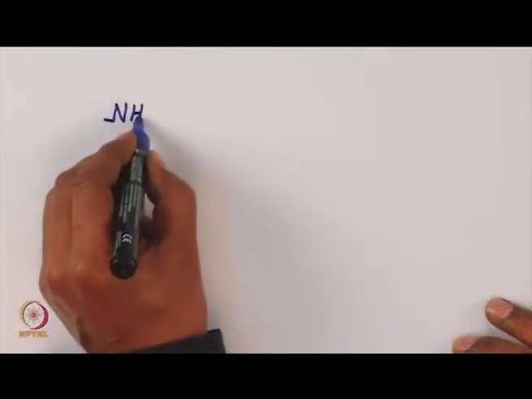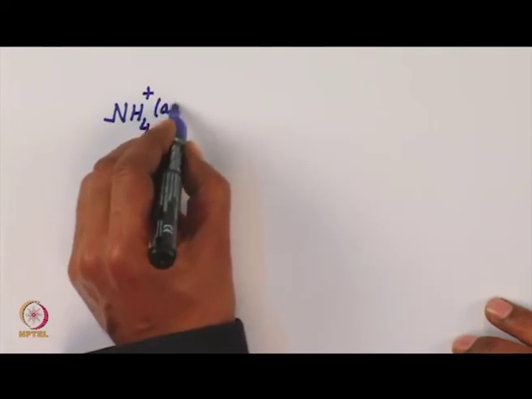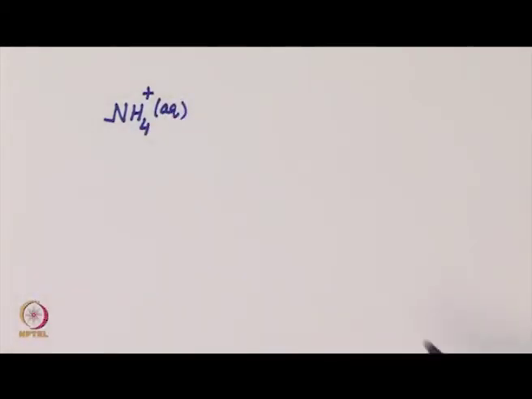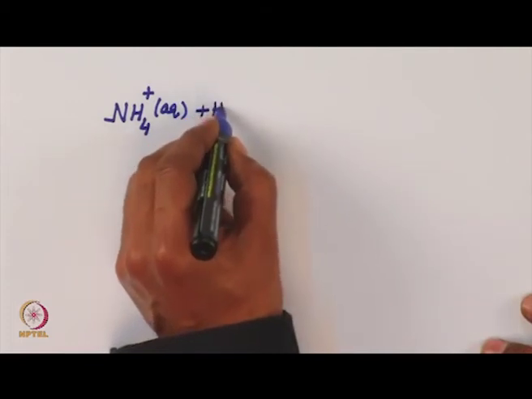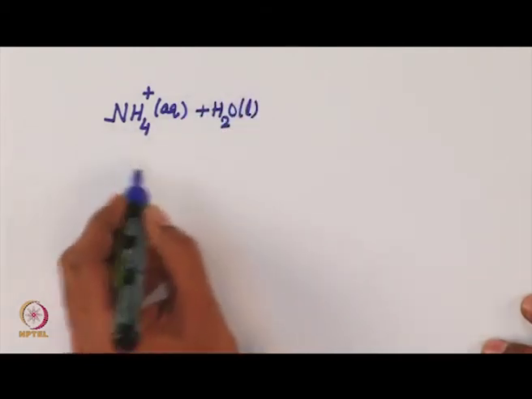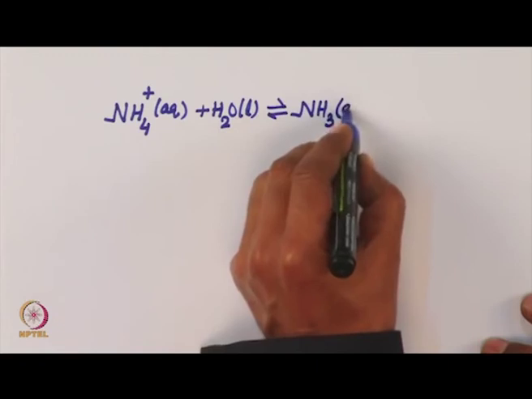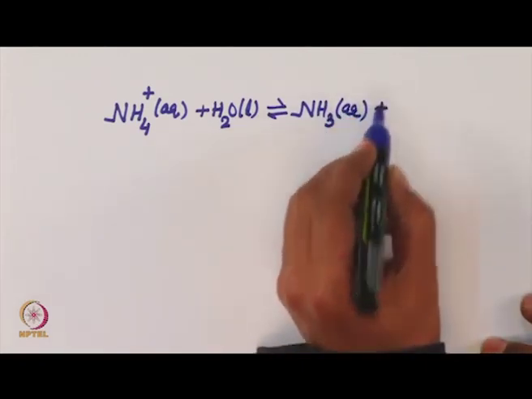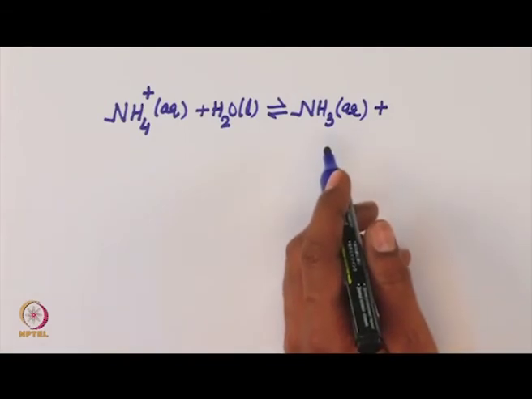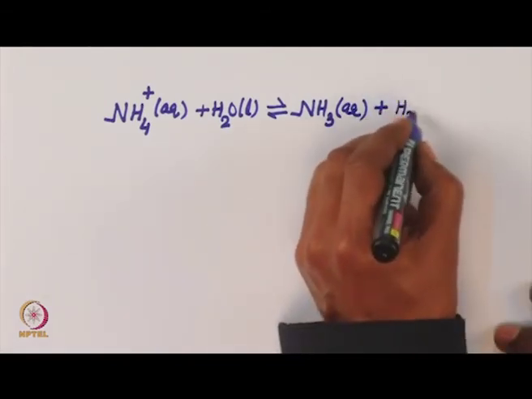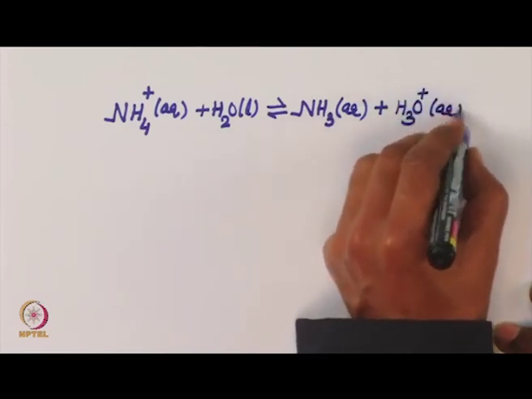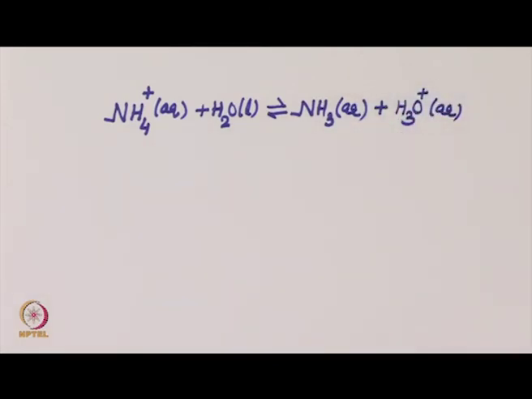What we have is ammonium chloride. Ammonium chloride means we have NH4 plus aqueous, and upon interaction with water it forms NH3 aqueous, plus you have H3O plus. So this is due to the proton release.